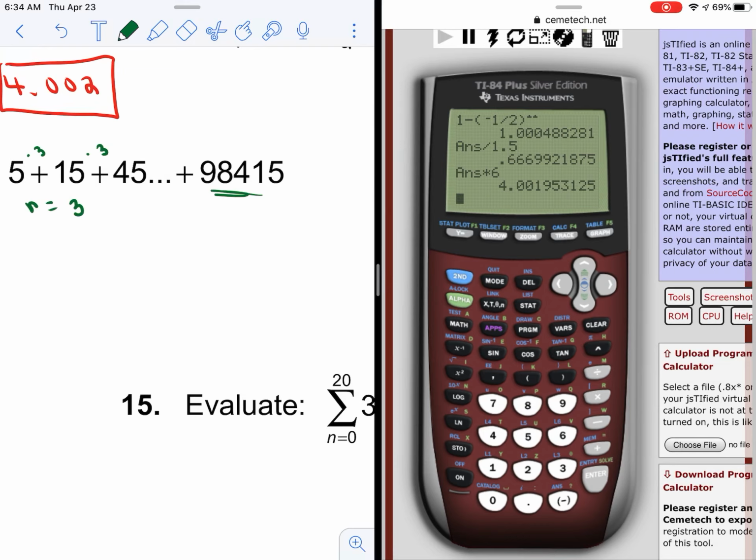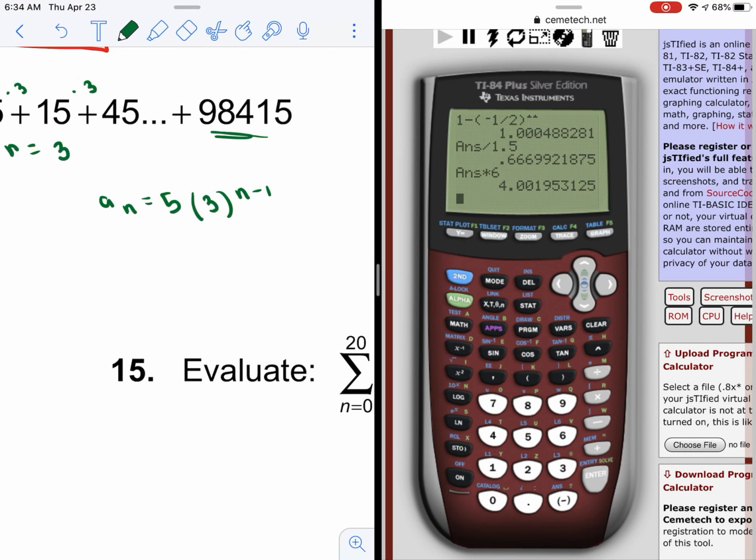So what I'm going to do is set up my formula. If you guys remember, a sub n equals the first term, 5, times the common ratio, 3, to the n minus 1th power. Now, I want to find what term number 98,415 is. So I'm going to fill that in for the last term, and then I am going to solve for n. Getting a little excited because this is an exponential function. You just learned about this.